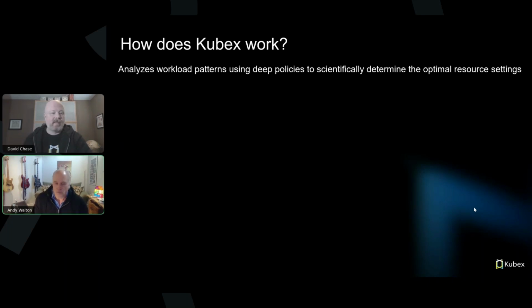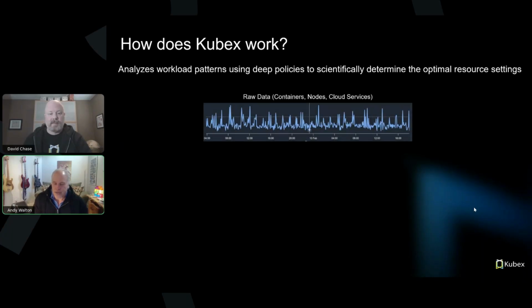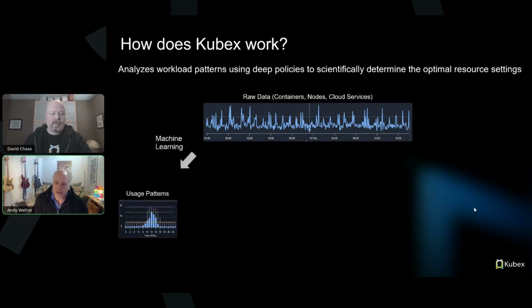So we analyze workload patterns. So we go through the historical workload patterns. In this case, you'll see in a long example, it could be 30, 60, 90 days worth of history. Raw data for containers, for the nodes and the cloud services those things are running on. And we apply deep policies to basically scientifically determine what is the best setting based on what that thing has done in the past.